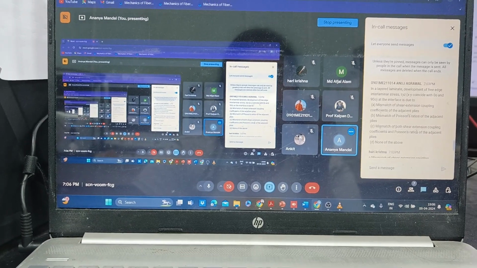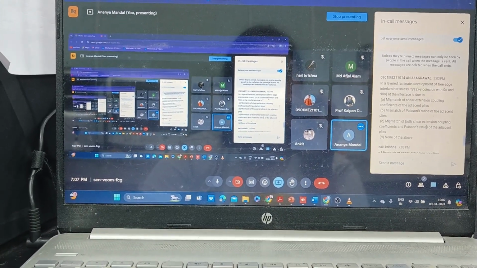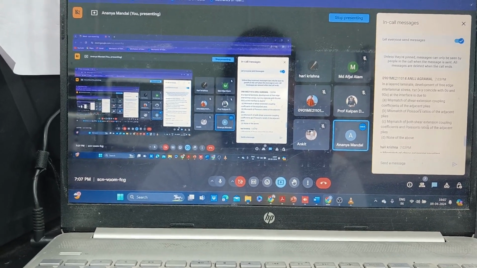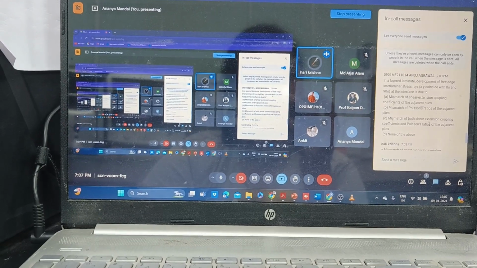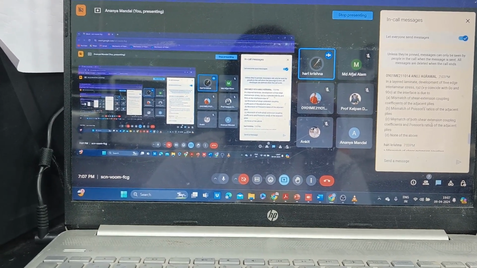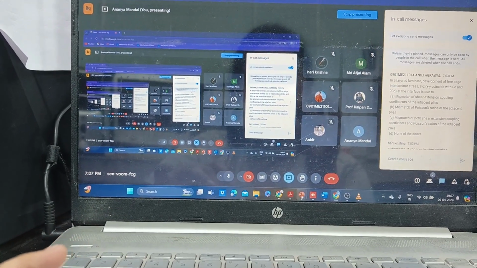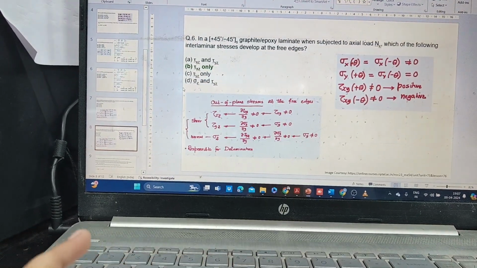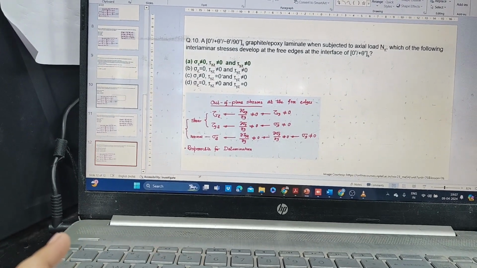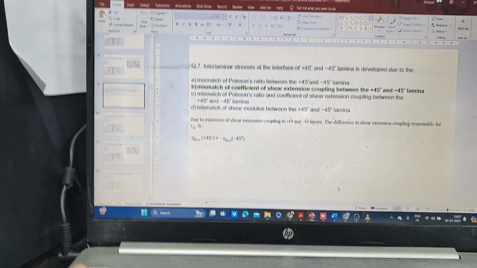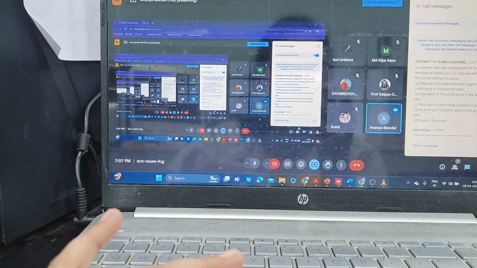In a layered laminate, development of free edge. I can understand the concept, ma'am, but in the options they are creating some confusion, ma'am. You didn't say what the options were. You just asked me the question. Anuj put the options. Then I understood what question you are asking.